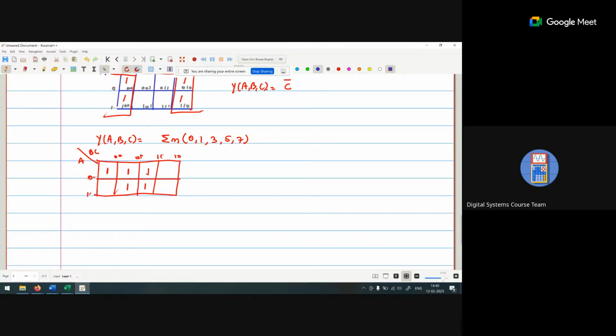Now, first of all, check whether a group of 8 is possible or not. No. Why? Because min term 2 is not defined. Min term 2 is not defined. Now, second is whether a group of 4 is possible.